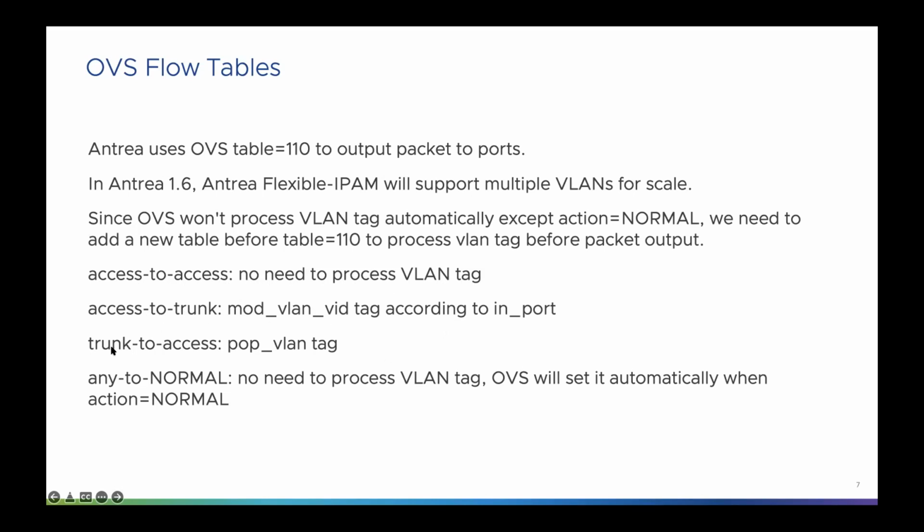And if the input is trunk and the output port is access mode, we need to pop the VLAN tag. And for the normal action, such as broadcast or ARP request, we don't need to do any additional processing for the VLAN tag. OVS will set it automatically when the action is normal.